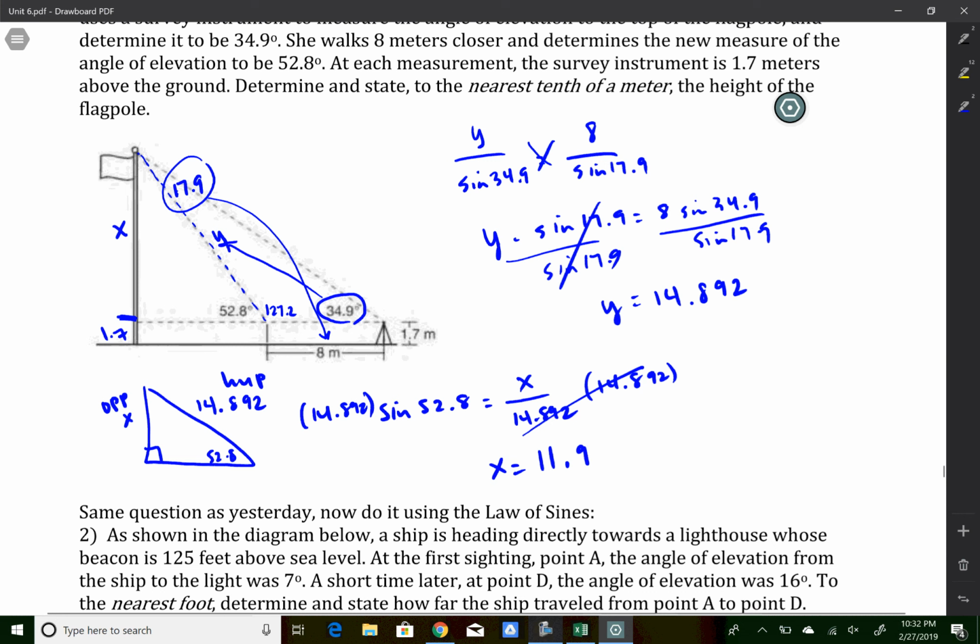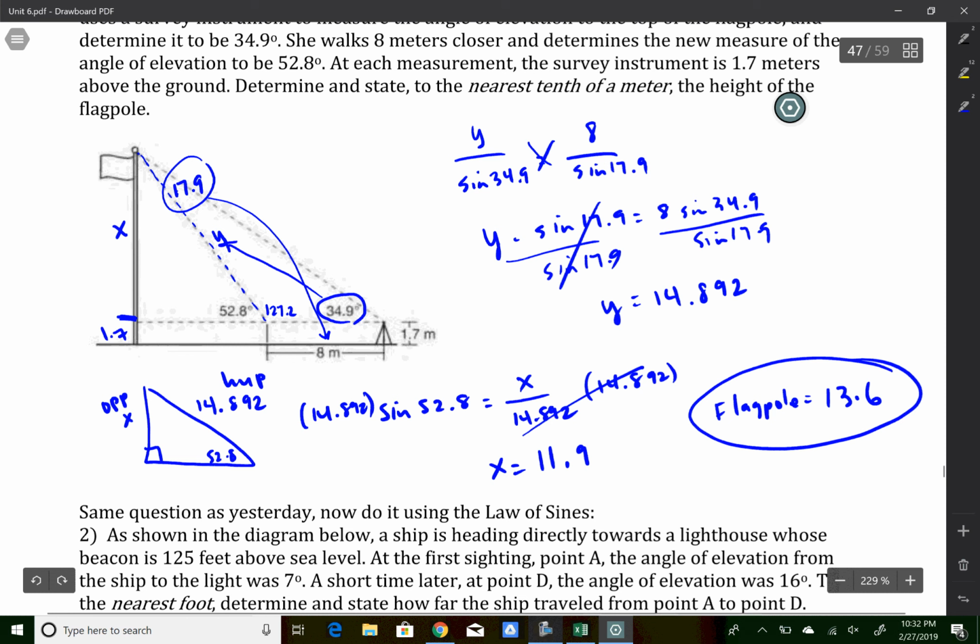And that 11.9 isn't the height of the flagpole. The height of the flagpole is 11.9 plus the 1.7 that showed the height of this mechanism that measured those angles. So if I do that plus 1.7, I get 13.6, which is the actual height of the flagpole. I'll be honest with you, that is the hardest trig question I've ever seen on a geometry regents exam. There's a lot going on there, right? So if you didn't fully get that, I'm not that stressed about it, okay?